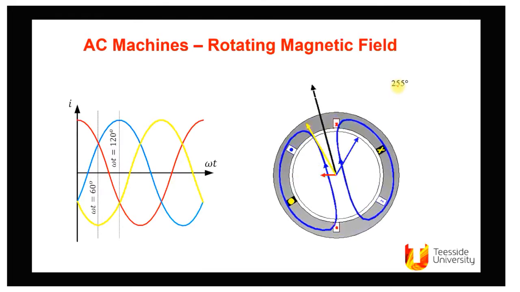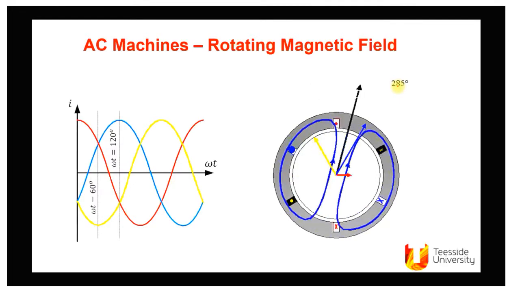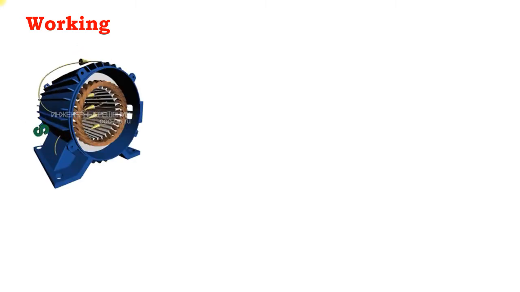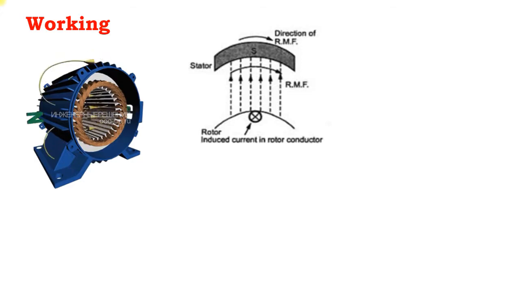Okay, so this is the concept of rotating magnetic field. Now we'll see the working of a three-phase induction motor. The moment when AC supply is connected to the stator, it produces a rotating magnetic field which rotates at synchronous speed. See here in this diagram, the RMF is rotating in clockwise direction, and out of many rotor conductors I consider only one for simplicity.